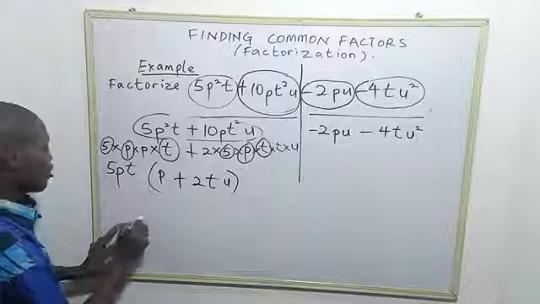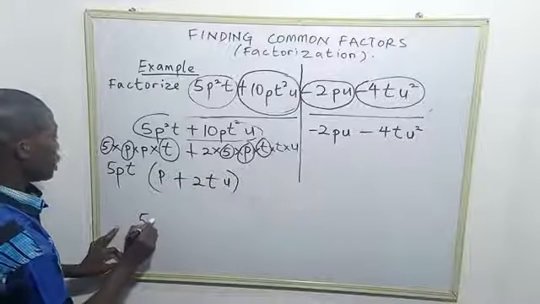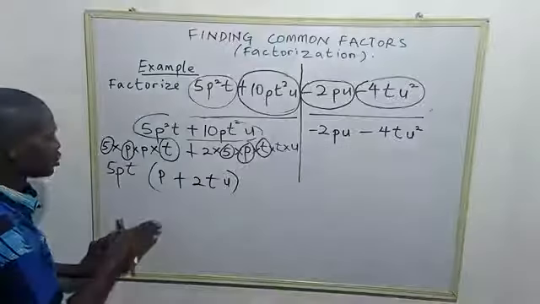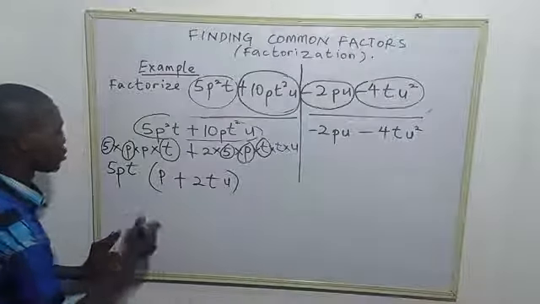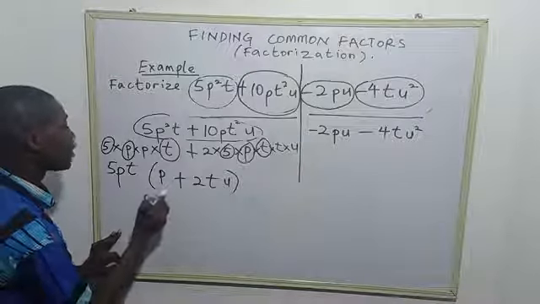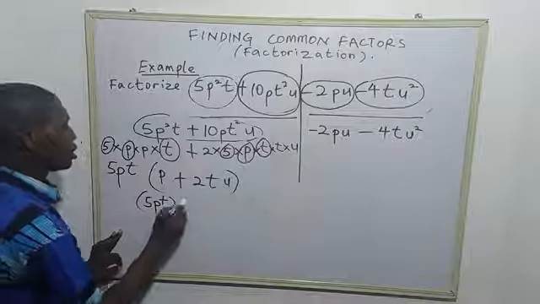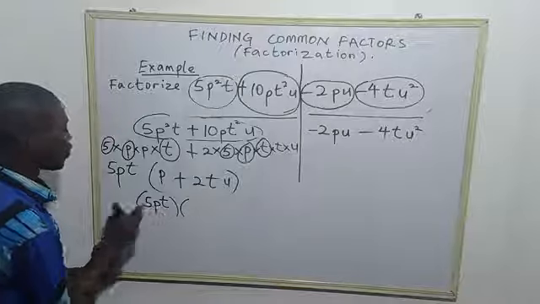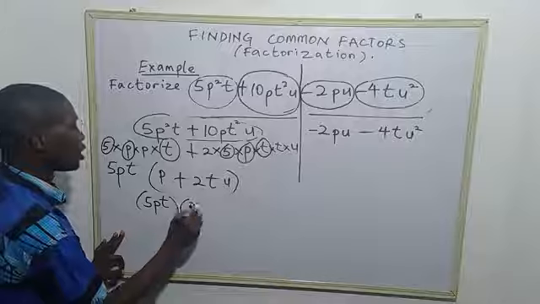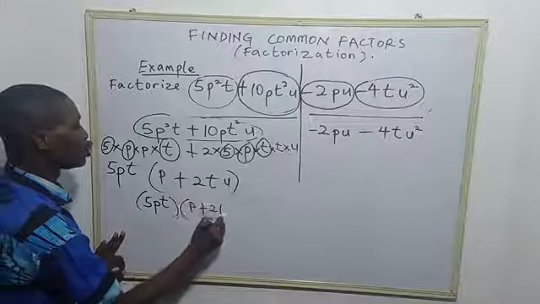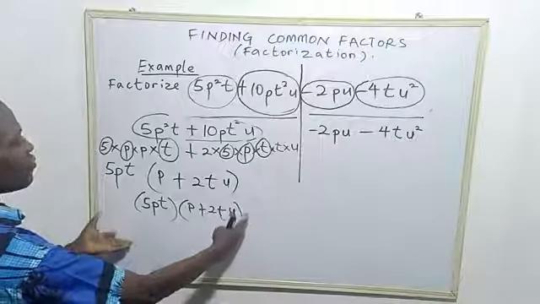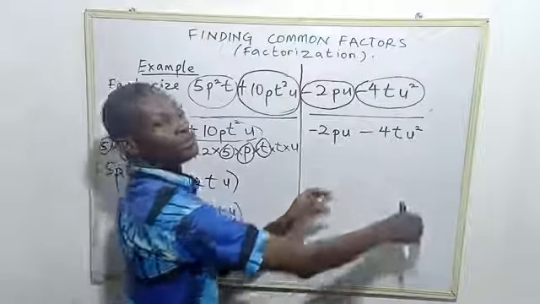So it will be 5p. Let's move our hand a little bit up. We may still have something to work on. So 5pt, open bracket up again. We are trying to put this one together in the bracket. Then the p plus 2tu, close your bracket. So things you've done in this place, let's repeat it here also.